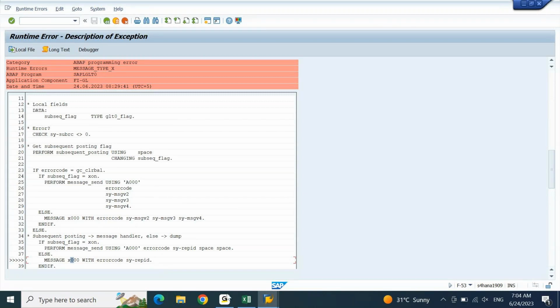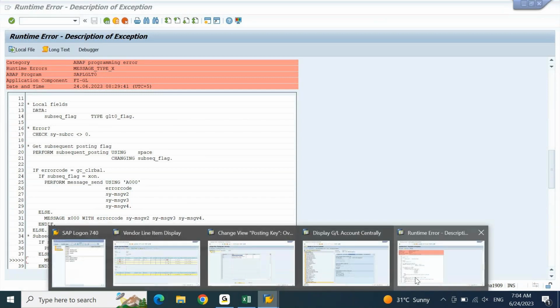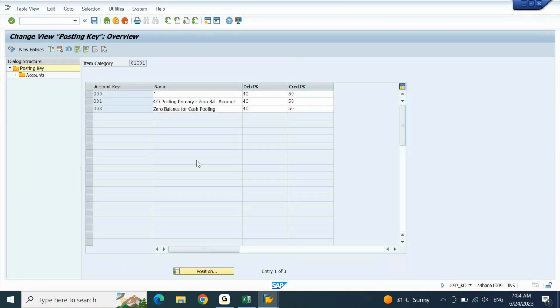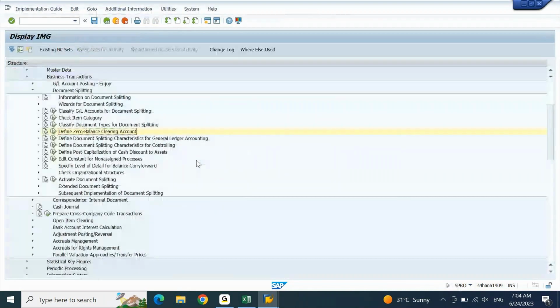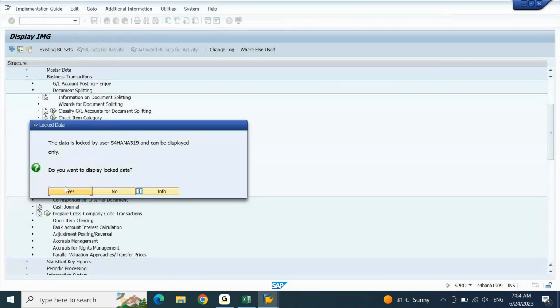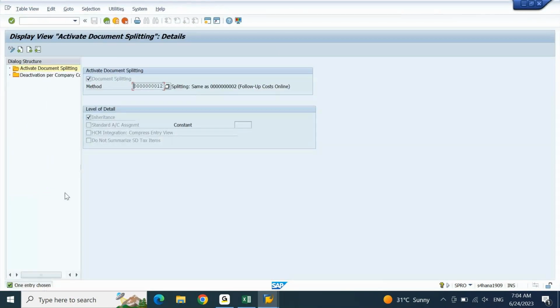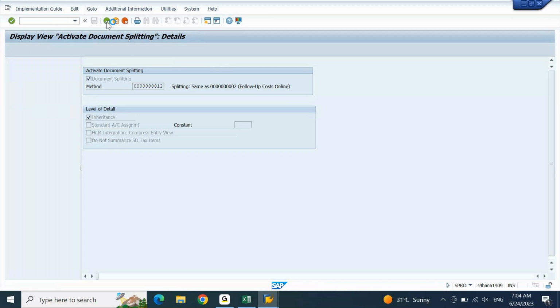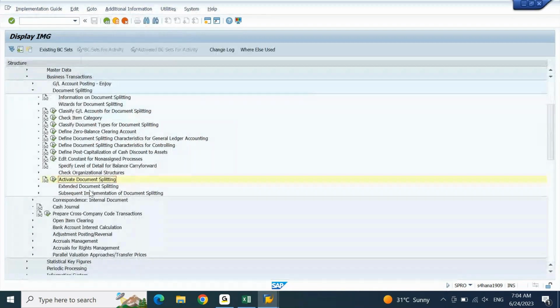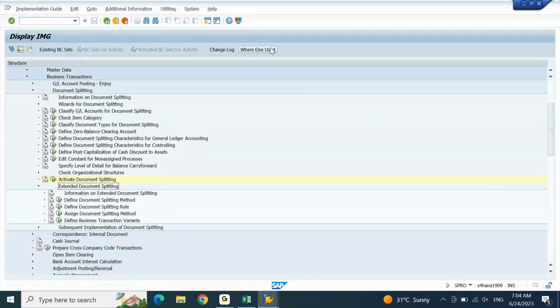And to ensure that this is saved, are you sure you want to cancel? Yes. Activate document splitting. I'm not sure who's this S4HANA. Let us verify whether this is splitting everything properly or not.